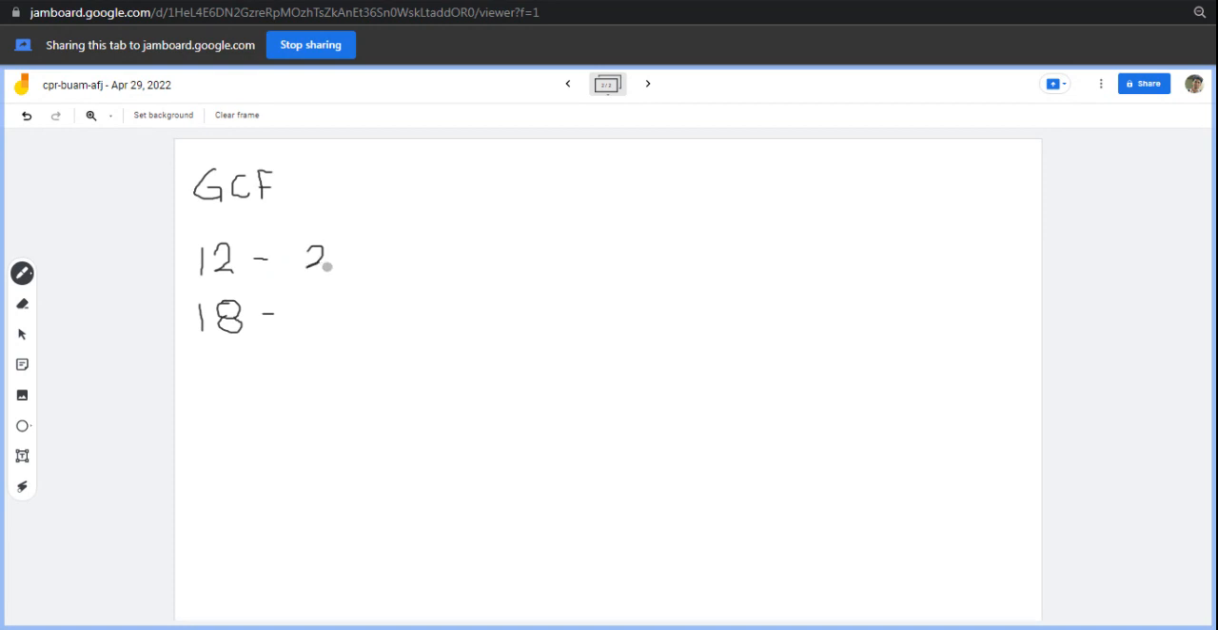Pwede. So, sulat natin si 2. Kasi pwede natin i-divide si 12 kay 2. 12 divided by 2, that is 6. So, pwede siya. Divisible siya. So, kay 12 ba, pwede natin siyang i-divide kay 3? Kapag pwede siyang i-divide, factor niya yon, okay? So, pwede natin i-divide si 12 kay 3. 12 divided by 3, that is 4.